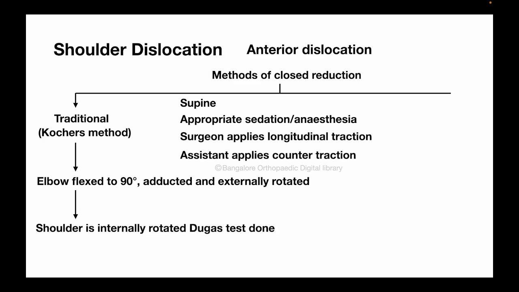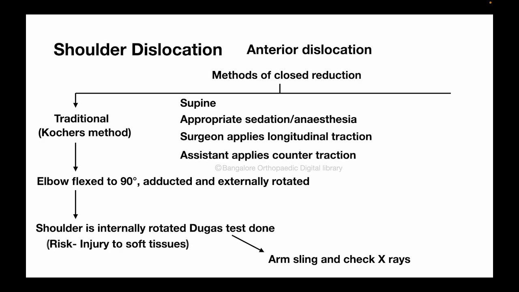This method is based on the presumption that the subscapularis is under spasm and needs to be stretched out to allow shoulder reduction. The arm is rested in an arm sling and a check X-ray is done. Because of the extensive maneuvering of the shoulder, there is an increased risk of soft tissue injuries, especially to the subscapularis and the glenoid labrum, which might increase the risk of recurrent subluxation.